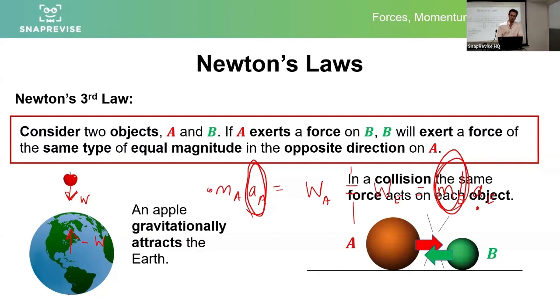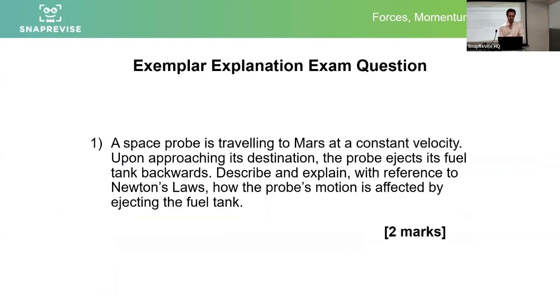Another good example, collisions. We'll talk about those later in this session. In a collision, the same force acts on each object, even if object A looks more massive than B. The same force will act on both of them. It's just that because they've got different masses, it'll change their accelerations inversely to their masses. Object B has smaller mass, so it's going to have a bigger acceleration going away from the collision generally. Okie dokie. Hopefully that's not too confusing, and hopefully that's all clear.